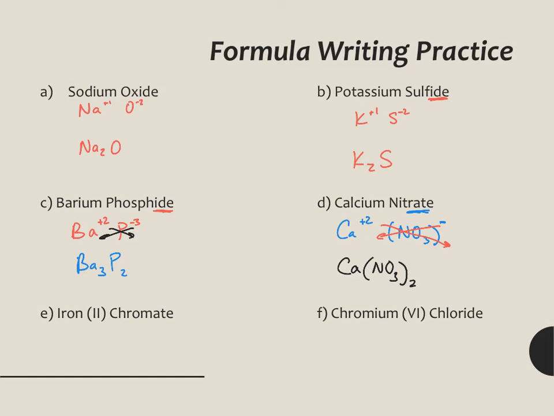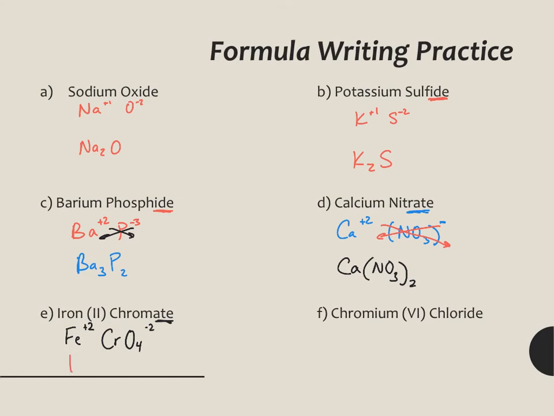Okay? Now, iron 2 chromate. So here we have a Roman numeral. That Roman numeral 2 is for the +2. That means iron is Fe, and Roman numeral 2 means it's +2. Chromate, on the reference table, is a polyatomic ion, CrO4. Okay? And that has a -2 charge. Criss-cross them down.